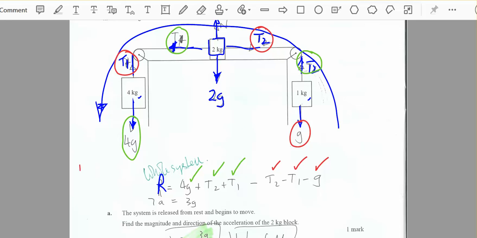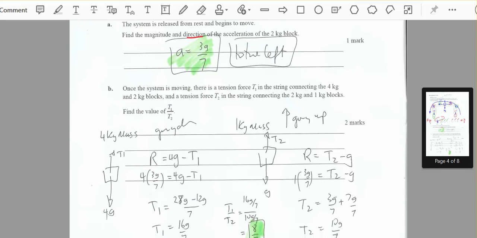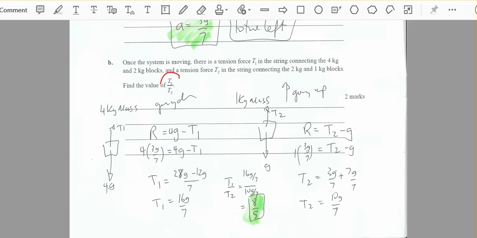I replace my resultant force with MA. M will be the combined whole system. So 4 plus 2 plus 1 gives 7a equals 3g. Therefore, a equals 3g on 7. And the direction of motion is to the left. So that's part A. Part B says, find the ratio of T2 over T1.